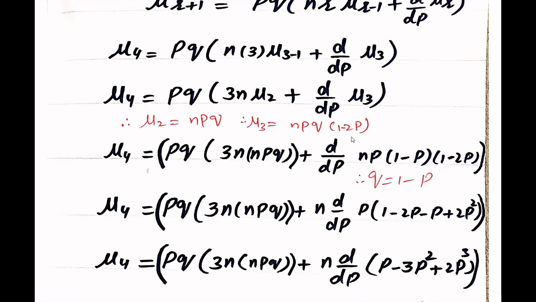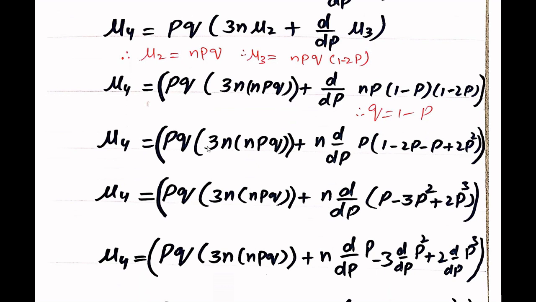of mu 3, that is npq times 1 minus 2p]. We write q as 1 minus p, so mu 3 is equal to np(1 minus p)(1 minus 2p). So next, pq [3n npq plus n d over dp of p(1 minus p)(1 minus 2p)].